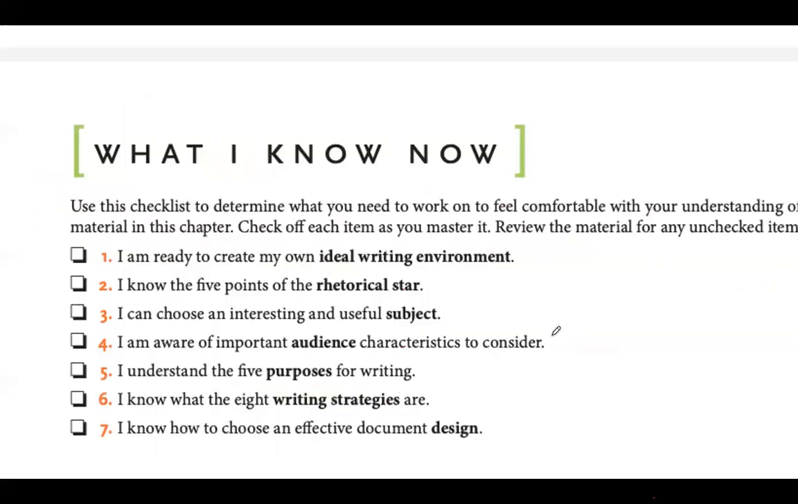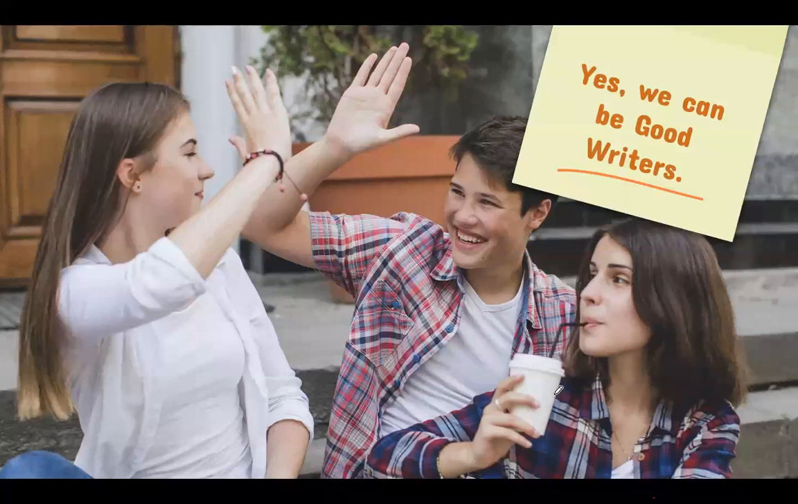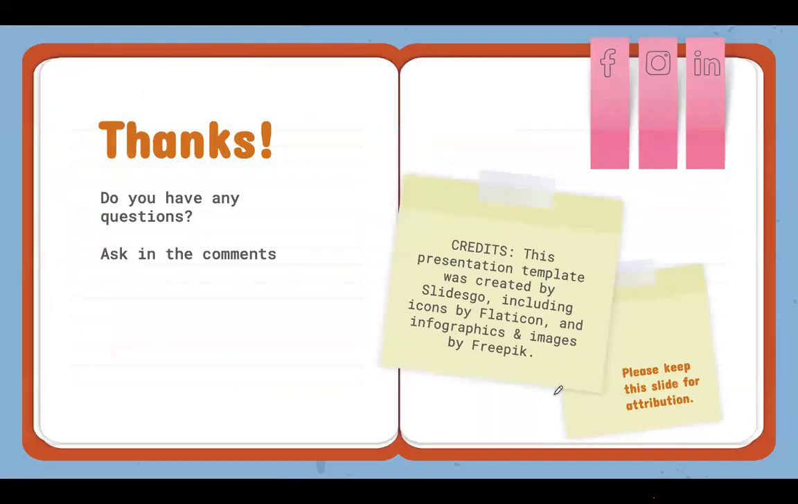So what we learned from these 2 lectures: number 1, ideal writing environment; the rhetorical star; interesting and useful subject; audiences; purpose; and somehow about writing strategies; and a few of the designs. Yes, we can be good writers if we practice a lot.